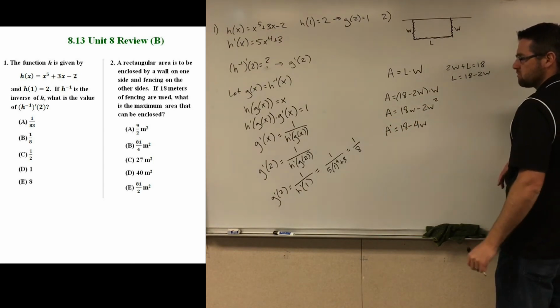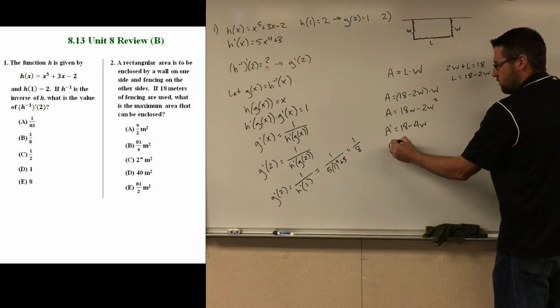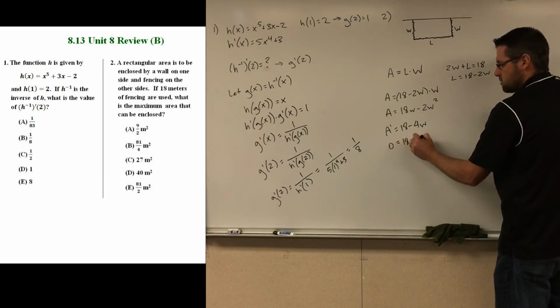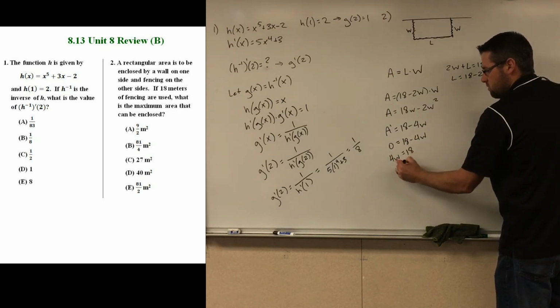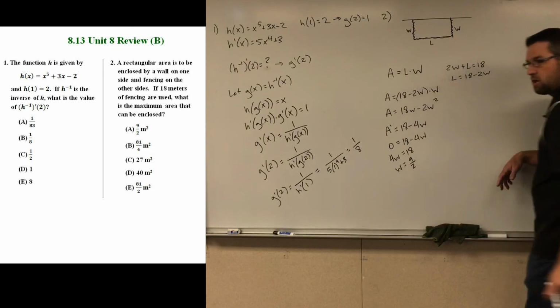Then what? Set it equal to 0. Find the critical points. So we got 4W equals 18. So W equals 9 over 2. Agreed?